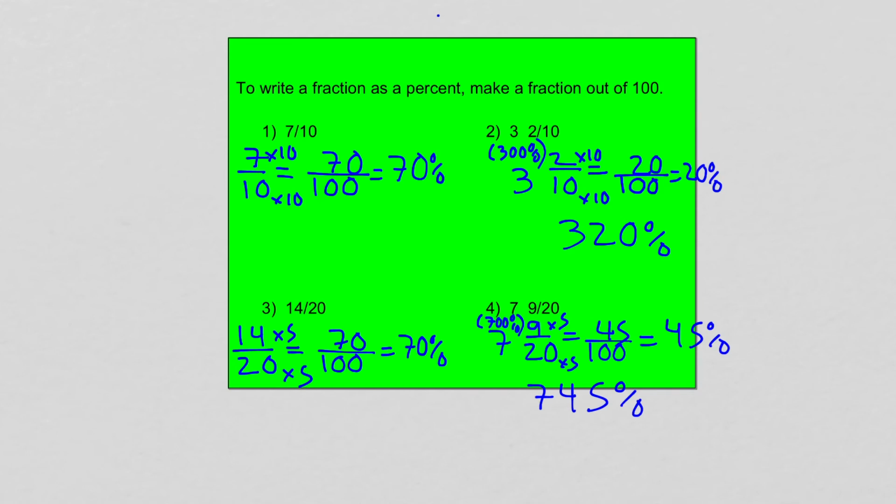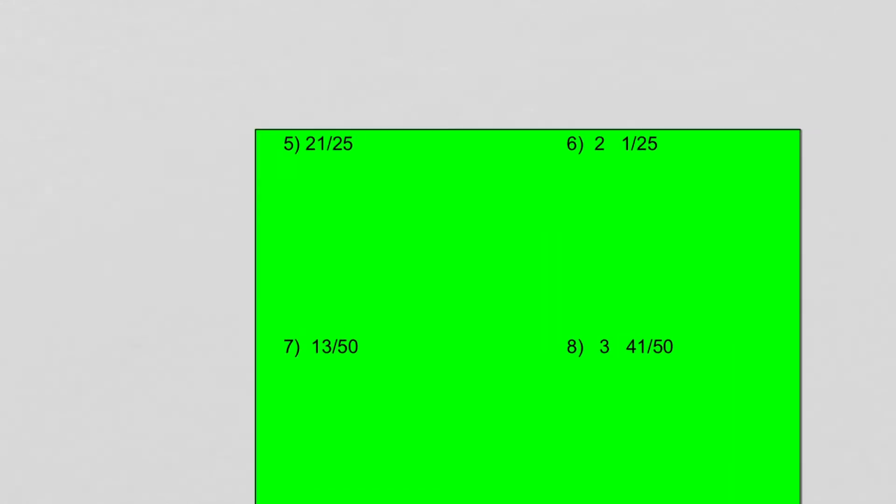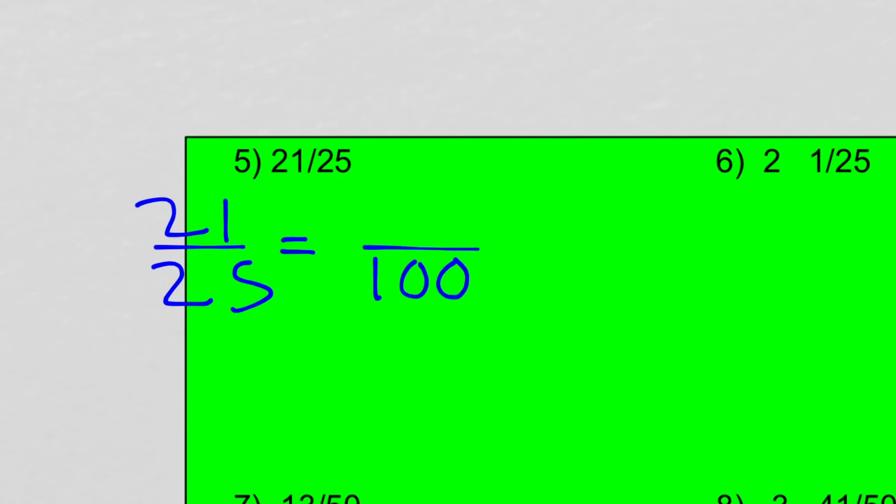Let's look at a few more examples. Okay, 21 over 25. I can make that to a fraction out of 100 by timesing by 4. And times by 4. And I get 84 out of 100. And that is equal to 84%.